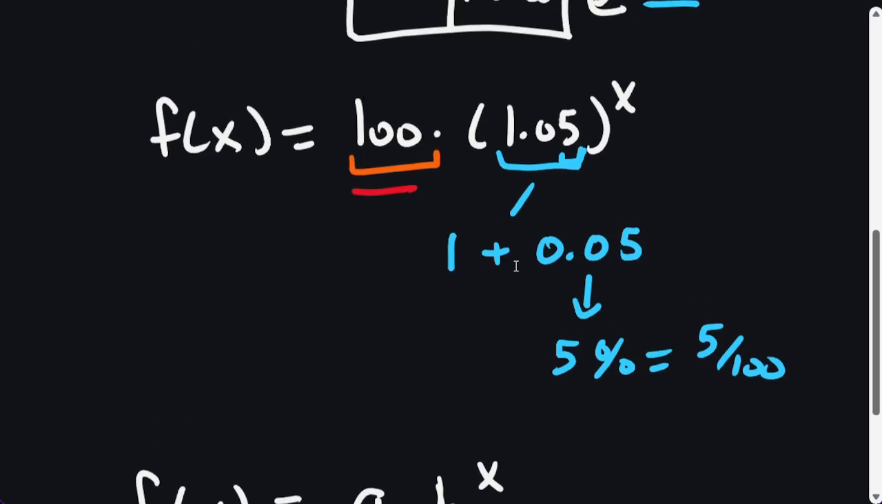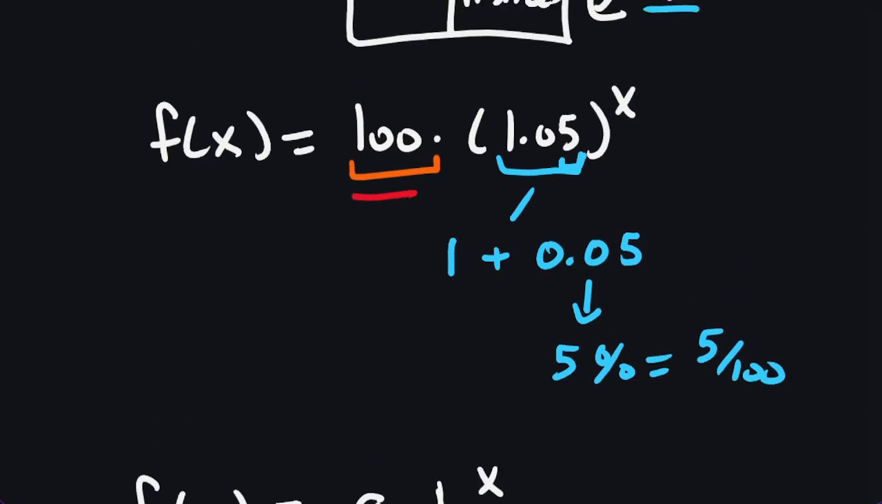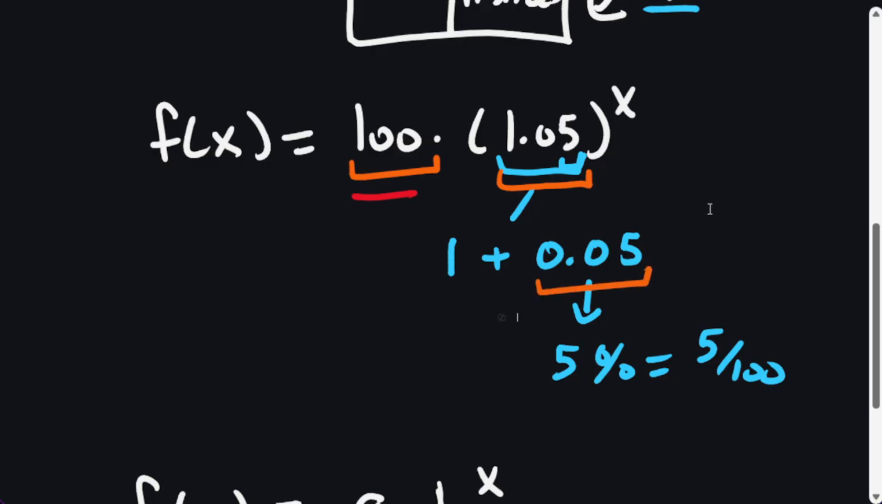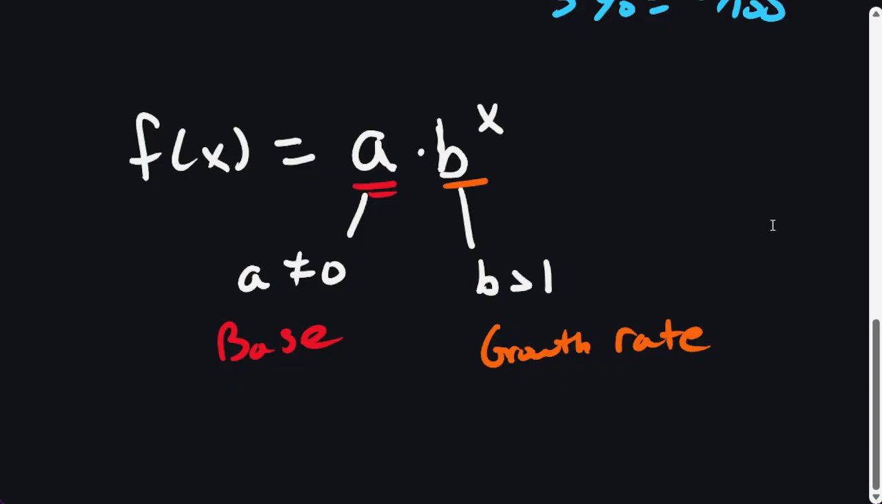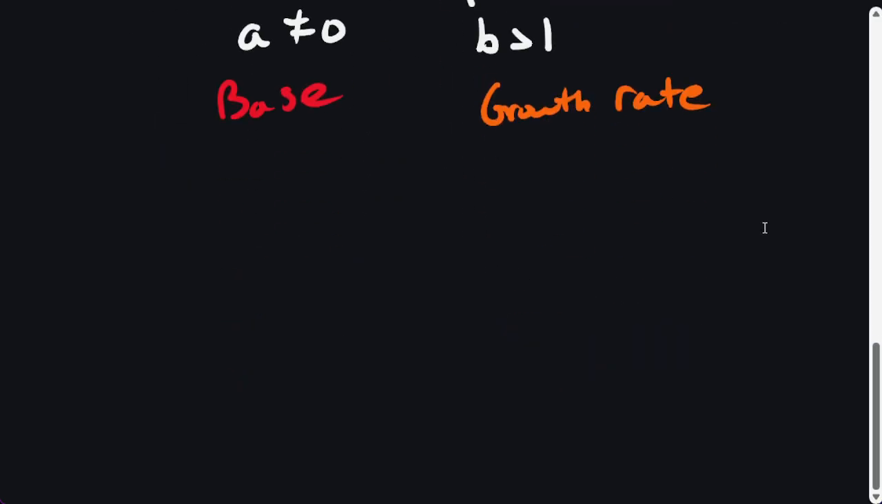And our growth rate was, our b is 1.05, 5%. 1 plus 5% right here. So that is the general form for every exponential function. And let's go ahead and actually take a look at this exponential function. F of x equals 2 to the power of x.